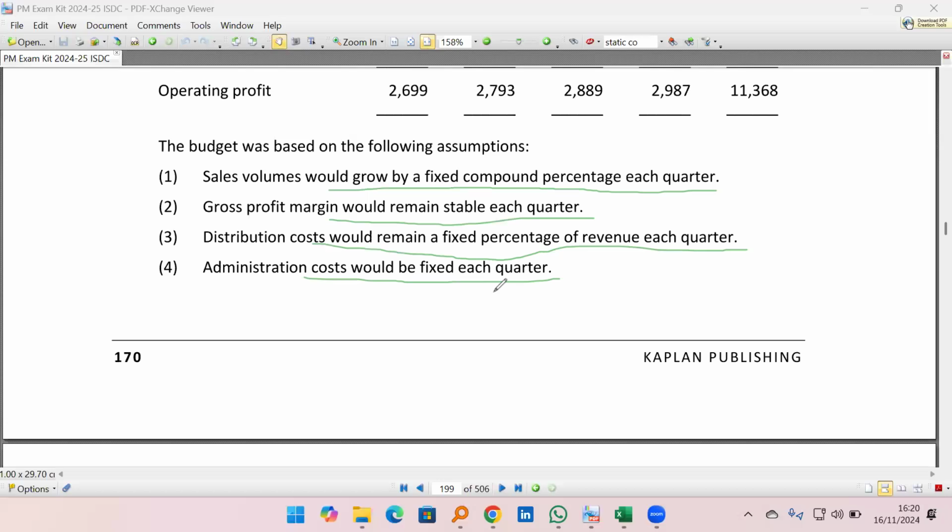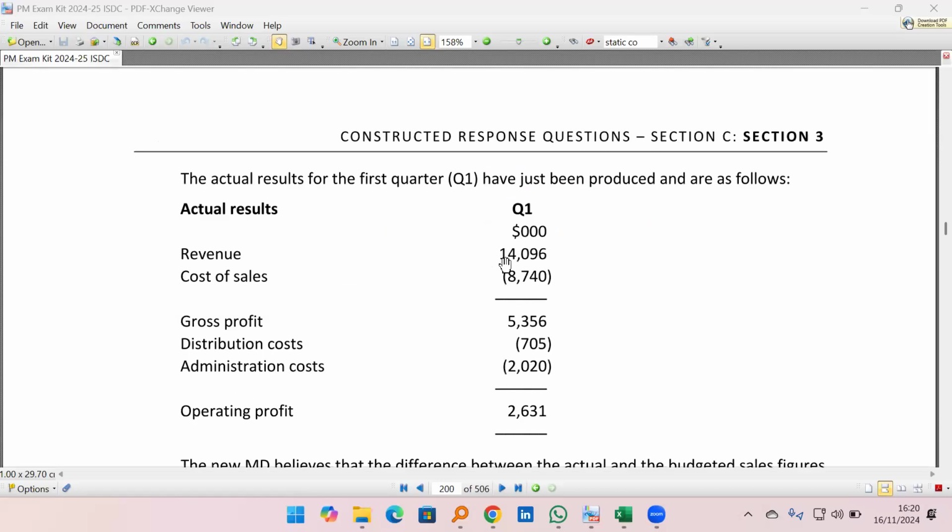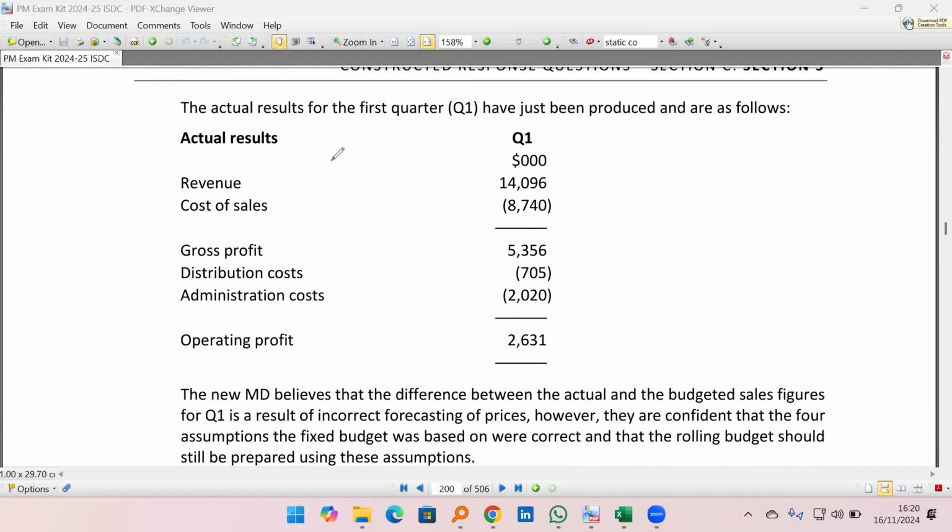So this is what we have been told about the budget and how they prepared it. But as I said, since the first quarter has already been done, we have information regarding that. We can see from here that revenue was 14 million with costs of 8.7, and then distribution costs and admin costs. We need to compare these with what was actually budgeted. But for now, let us continue reading.